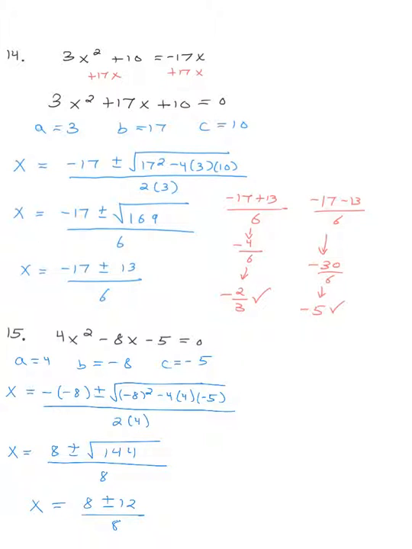And I have two solutions again. I have 8 plus 12 over 8 and 8 minus 12 over 8. Okay, so this first one is going to be 20 over 8, and the other one is negative 4 over 8. This reduces to negative 1/2. That's one of my solutions. And for this other one, the greatest common factor between them is 4, so this is going to be 5 halves. Those are my two solutions, 5 halves and negative 1/2.